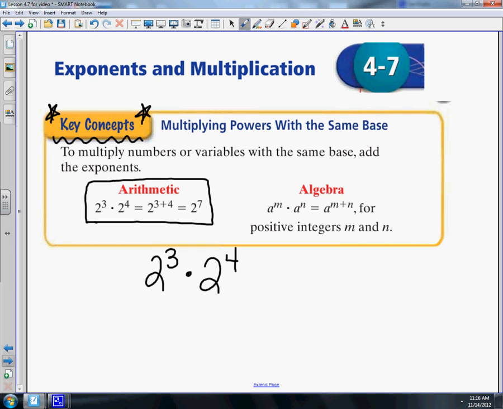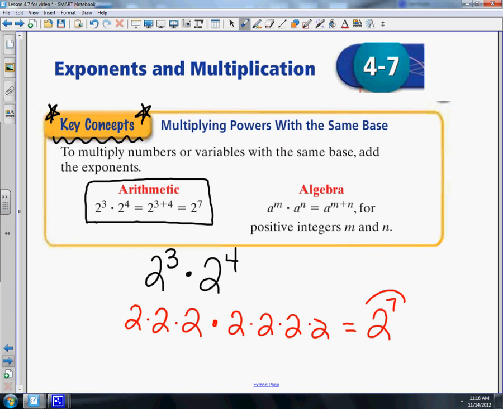So if I wrote out 2 to the third, I would write 2 times 2 times 2, right? And then I'm going to times that by 2 to the fourth, which is 2 times 2 times 2 times 2. It's all multiplication, so then all you have to do is add the two numbers together and you get 2 to the 7th. Sometimes this is hard to remember though. Sometimes people don't remember if they add them together or multiply them. So it's good to write it out, especially on a test when you know it's important.